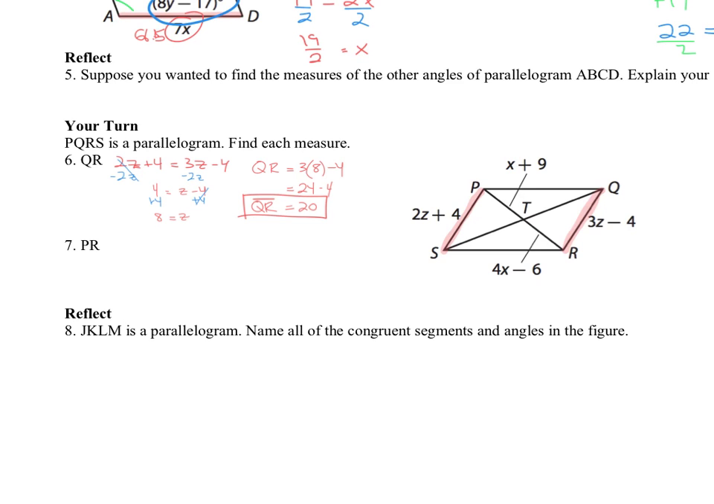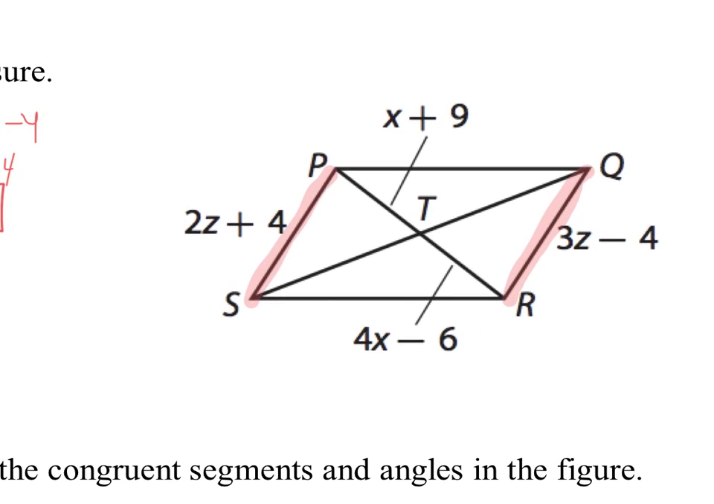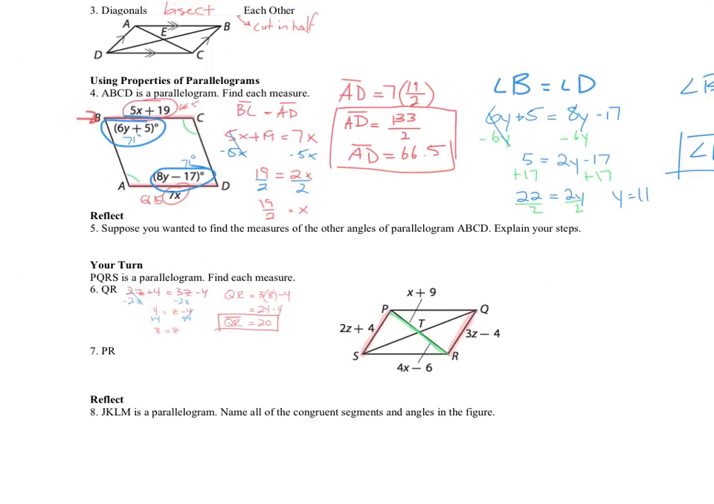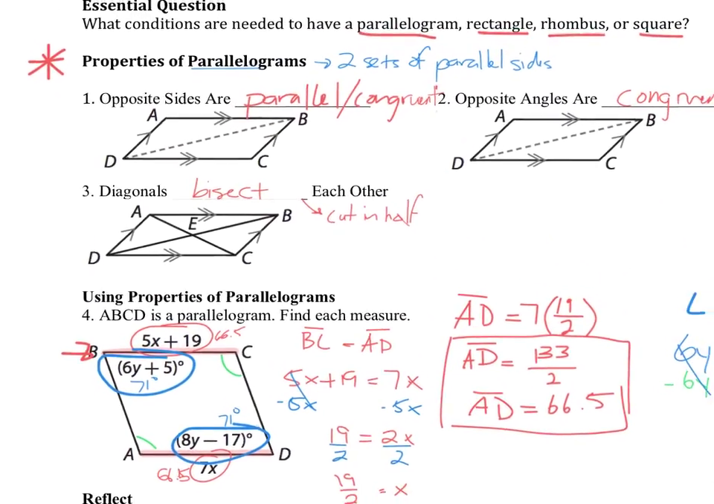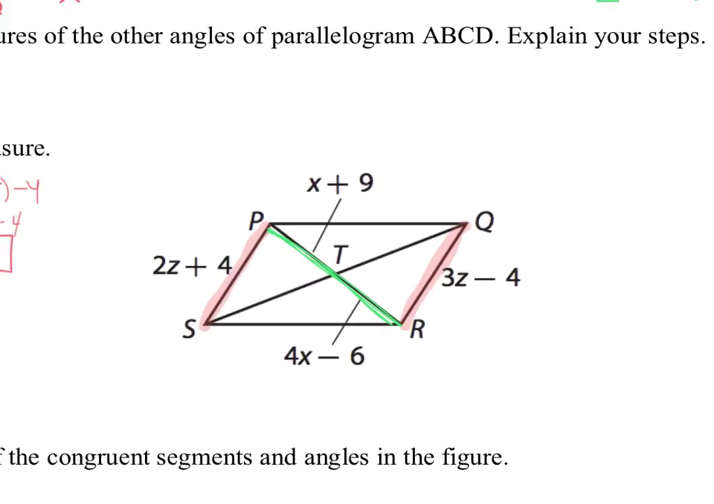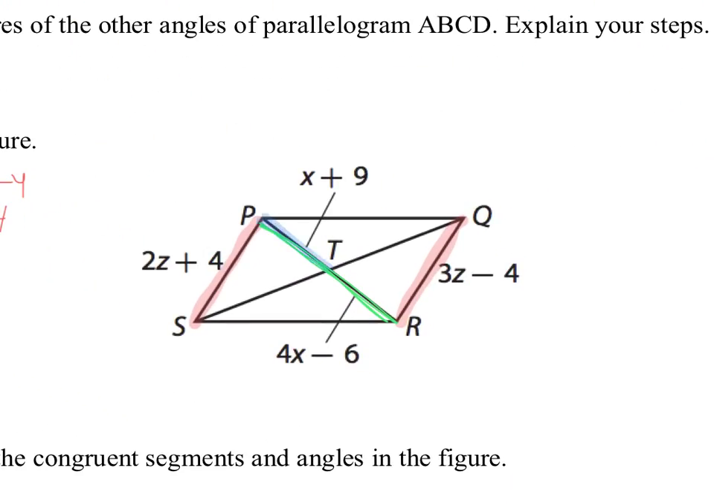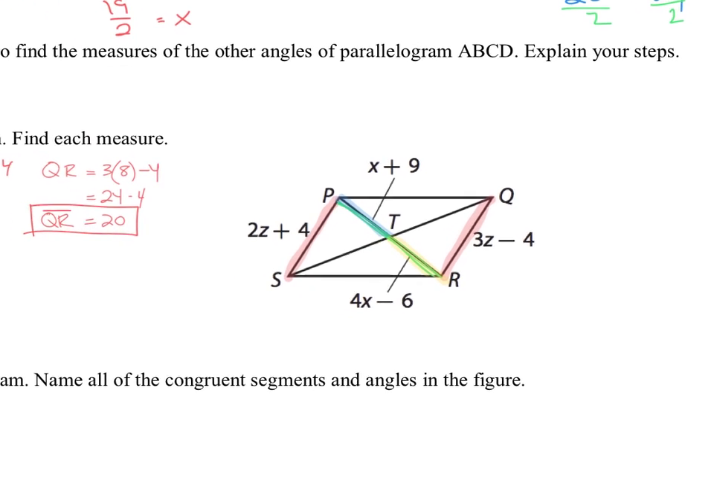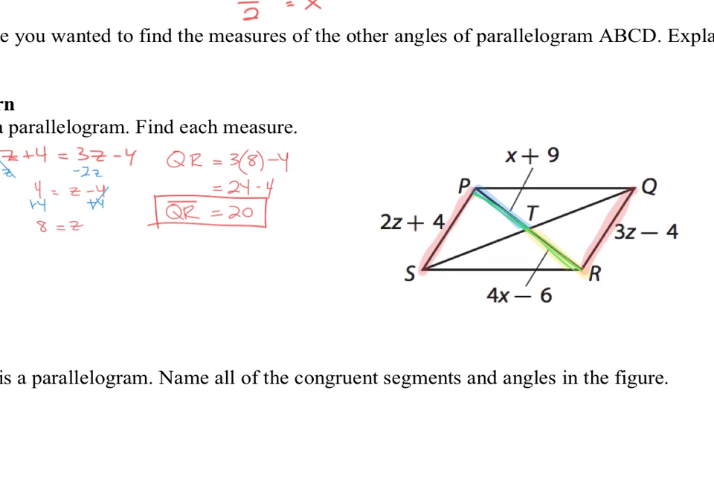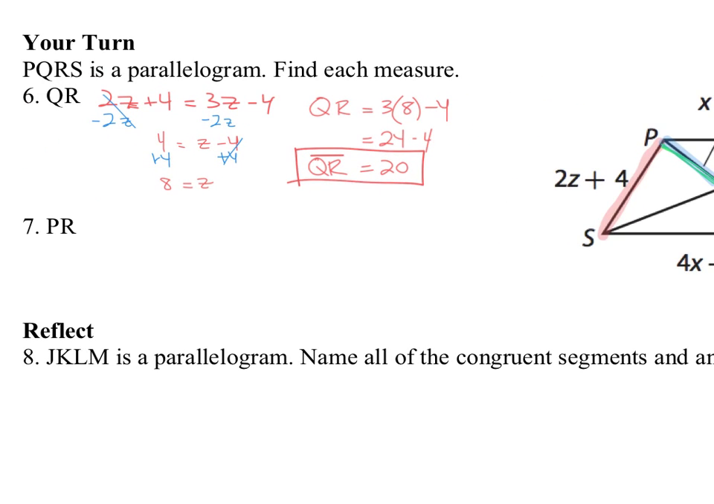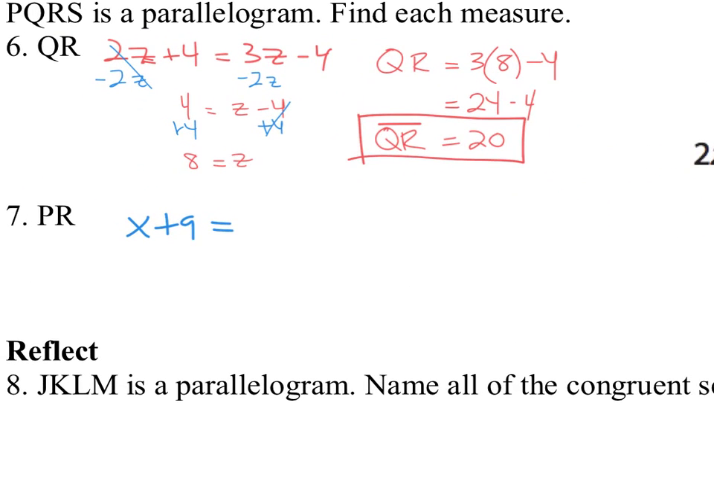And then we need to solve for PR. So I want to know what is that whole distance here. Well, we were told up above that our diagonals bisect each other, that they're cut in half. So I know that this top half, PT, is going to be the same as the bottom half, TR. So I know that PT is equal to TR. Well, I know what PT is. PT is x plus 9. That has to equal TR, which is 4x minus 6.